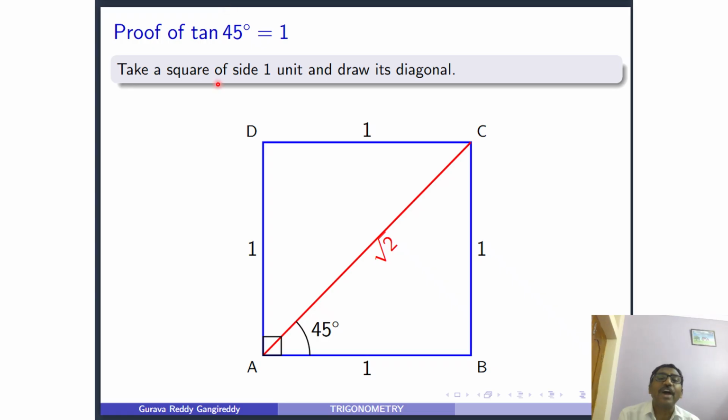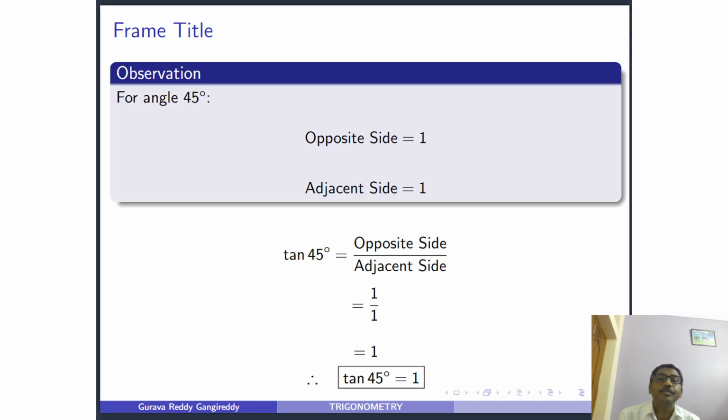Proof of tan 45 degrees equal to 1. Take a square of side 1 unit and draw its diagonal. Observation: for angle 45 degrees, opposite side is 1, adjacent side is 1. Tan 45 degrees equal to opposite side by adjacent side. This is 1 by 1 equal to 1. Therefore, tan 45 degrees equal to 1.